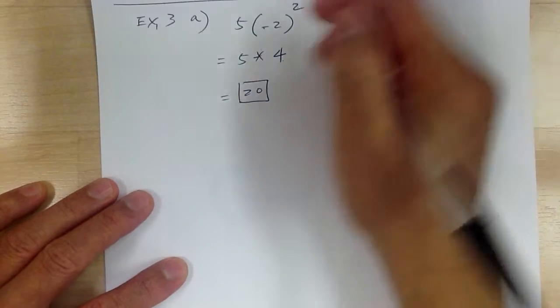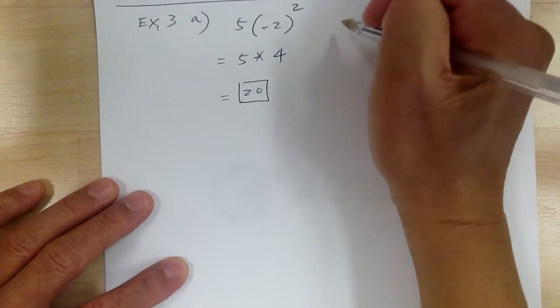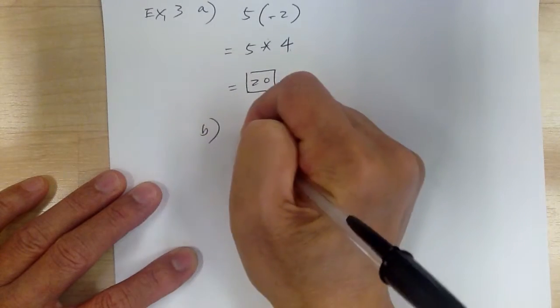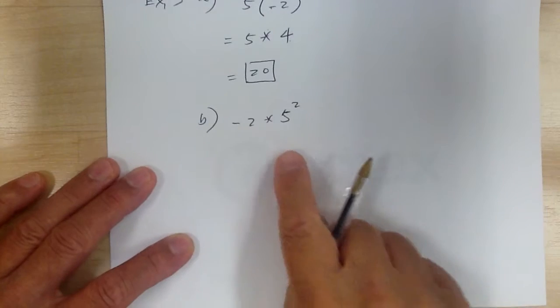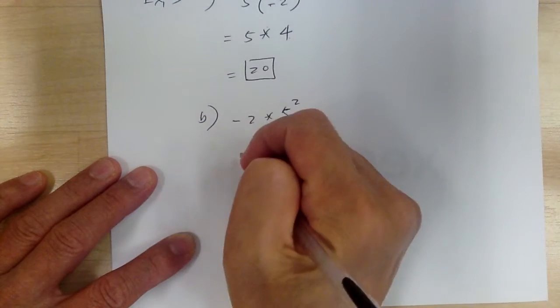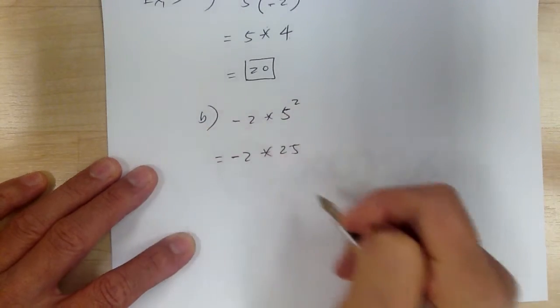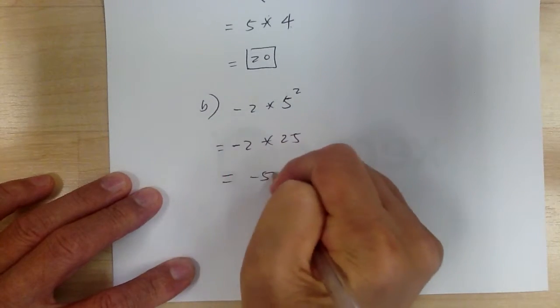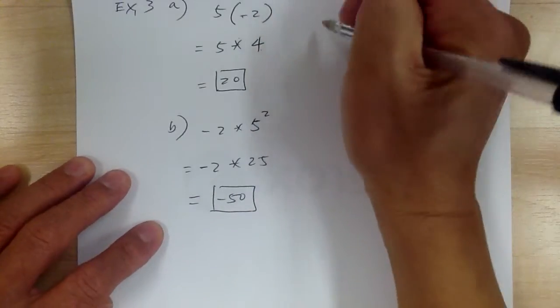Now make sure you know the difference between these and the next one. Part B, you have negative 2 times 5 squared. Again, you need to apply the power rule first. Go and square this first. So you get negative 2 times 25, and this becomes negative 50. And that's it.